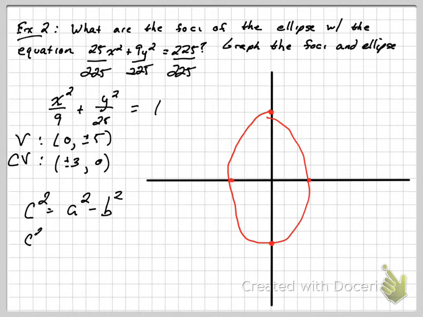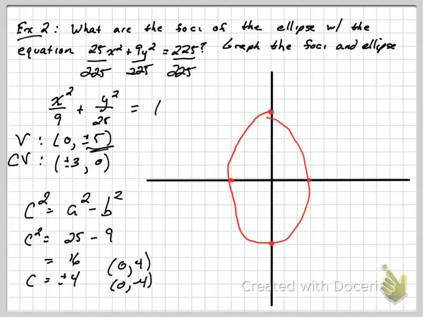C squared equals A squared, which is 25, minus B squared, which is 9, gives me 16, so C is plus or minus 4. And the foci are on the same axis as the vertex, so since the vertex is on the y, my foci are 0, 4, and 0, negative 4. So if I'm graphing that, it's up here, and then negative 4, which is down here. Okay, so that's where my foci are.